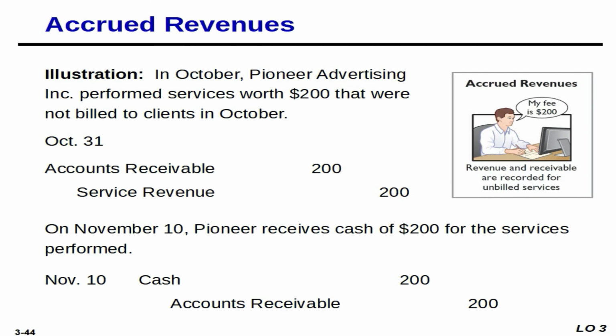That is the adjusted entry at the end of the period, in this case October 31st. Then, when these customers actually pay, in this case on November 10th, Pioneer receives cash of 200 for the services performed. Then you actually debit cash, which is what it should have been originally, and you credit accounts receivable because they no longer owe you that money on account. You don't have to have an open account for these individuals since they paid you cash, and it's for the same figure, 200, and that's all she wrote.